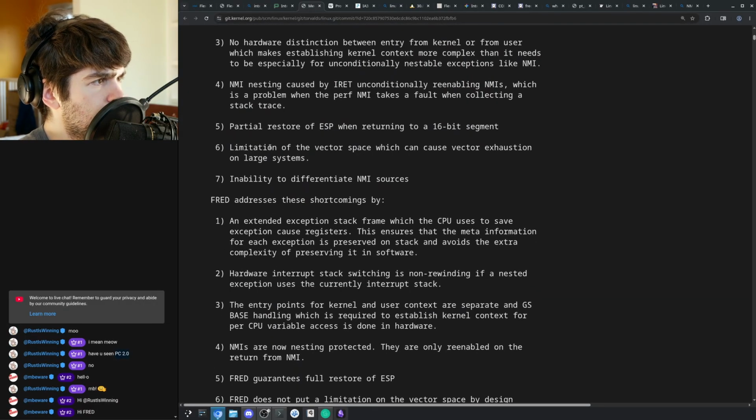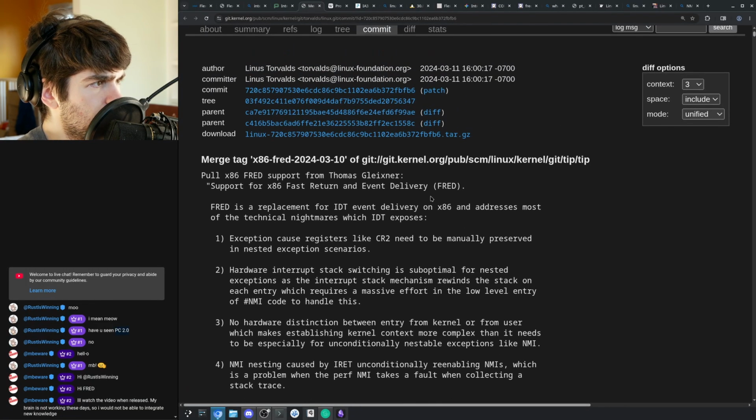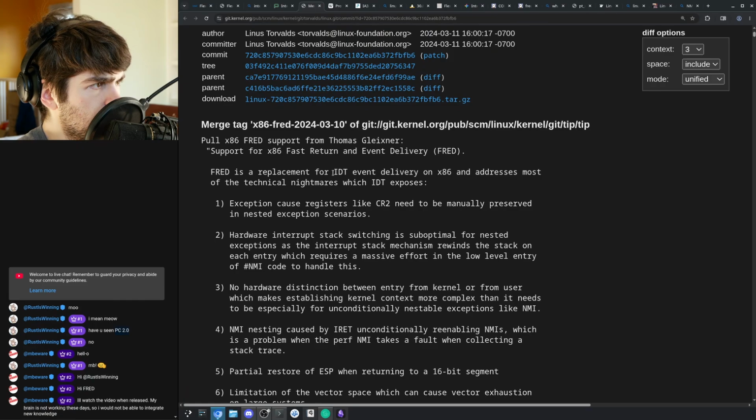Limitation of the vector space, which can cause vector exhaustion on large systems. When they say vector space, they're related to the IDT, right? The interrupt descriptor table. No, not table or something.